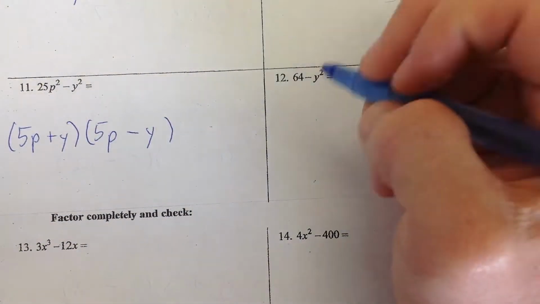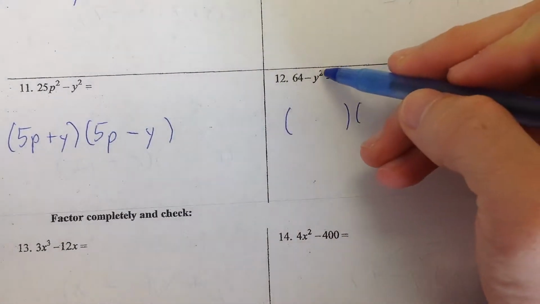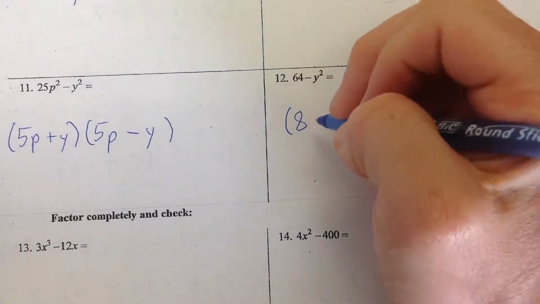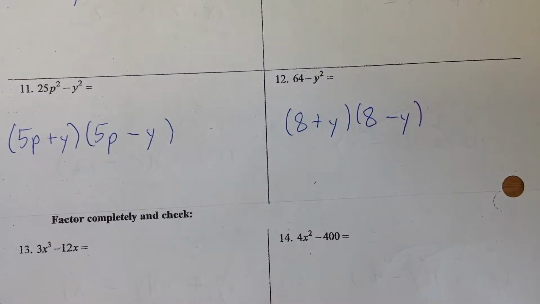Again, number 12, just make sure you don't change that order. The square root of 64 is just going to be 8, and then y squared is going to be a plus y and a minus y.